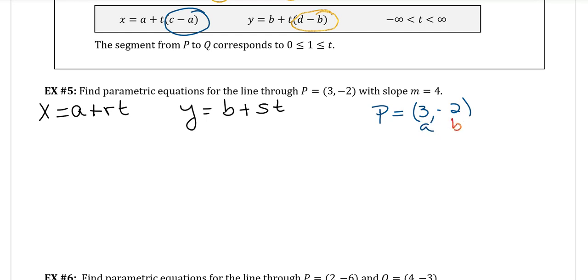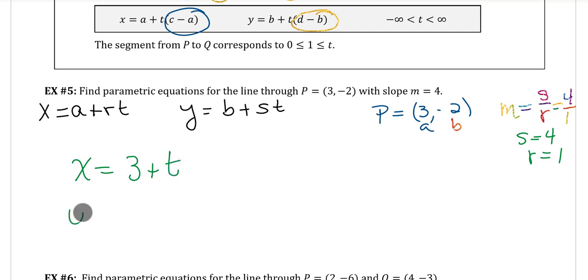So our slope m, remember, is s over r, and we have 4, or 4 over 1, so we can just break it down in that way. So s is going to equal 4, and r is going to equal 1. So we have our equations then. So x is going to be 3 plus t, and y is going to be negative 2 plus 4t, because the only change is going to be in the y direction, because we have 4 over 1.